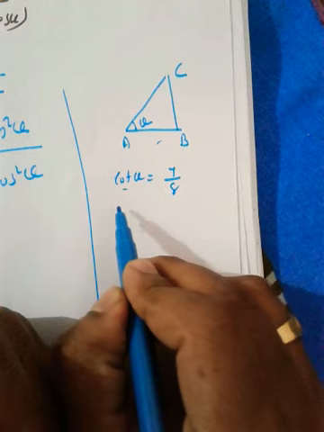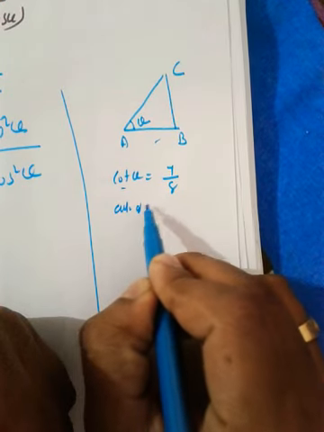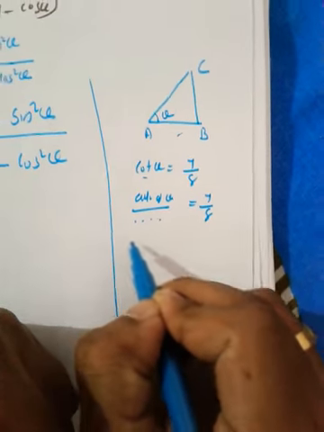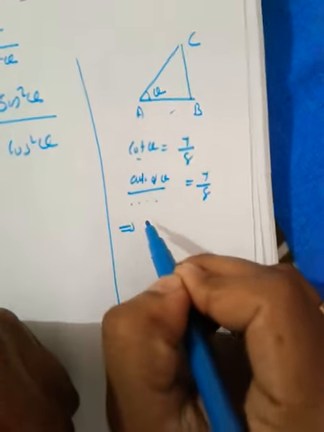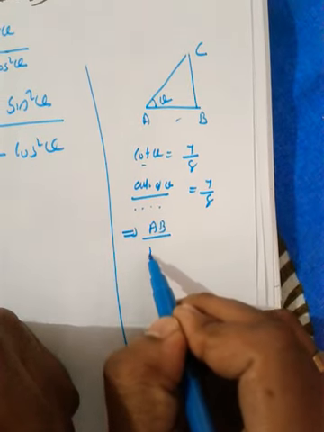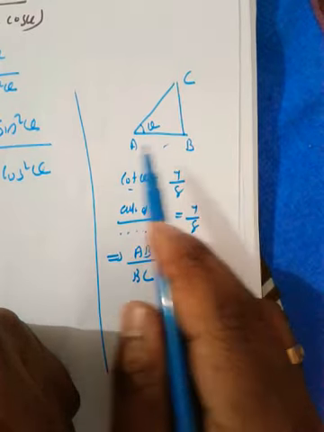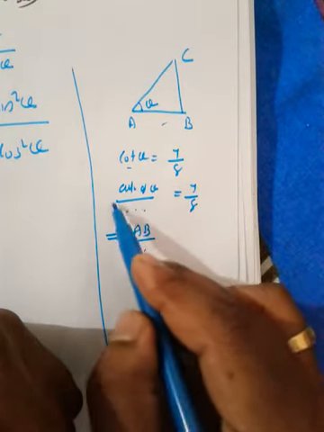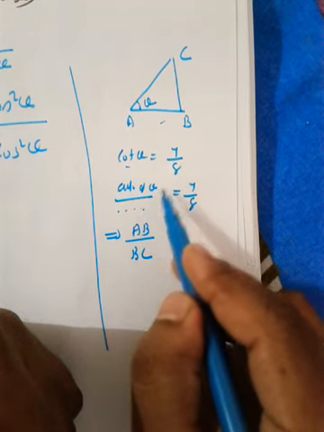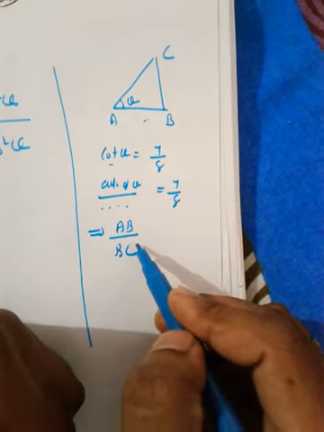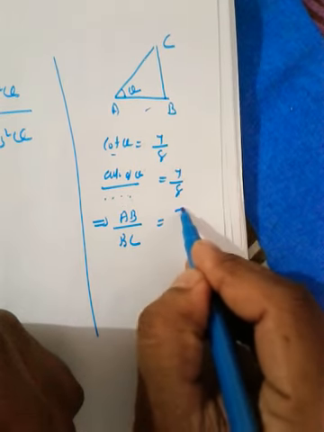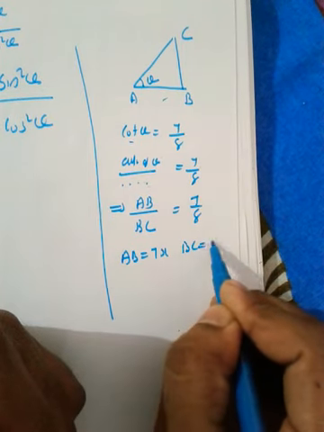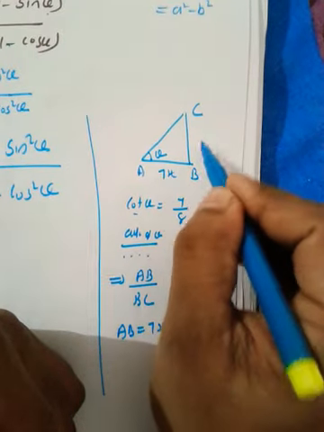So cot theta, you can replace cot theta by what? Adjacent of theta by opposite of theta is equal to 7/8, as always, isn't it? What is adjacent of theta? AB. What is opposite of theta? BC. From the figure, adjacent of theta is AB and opposite of theta is BC. So instead of cot theta, I replace adjacent of theta by opposite of theta. I can write AB by BC is equal to 7/8. It says AB is equal to 7x and BC is equal to 8x.